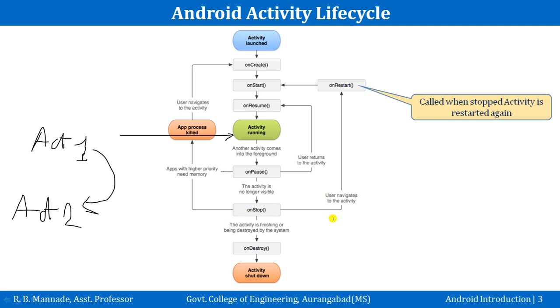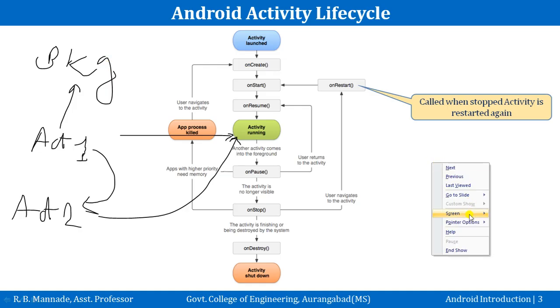and then on restart function is called of activity 2. It means on restart function of activity 2 is called, and then on start function or method of activity 2 is called. Likewise, on resume method of activity 2 is called, and activity 2 will be visible here, and activity 1 will be sent to the background. Okay. In this way, switching between activities is performed in the Android application.